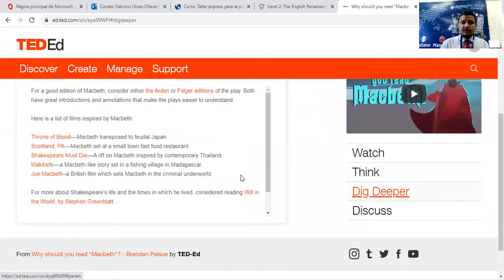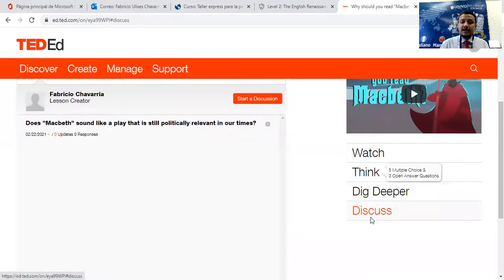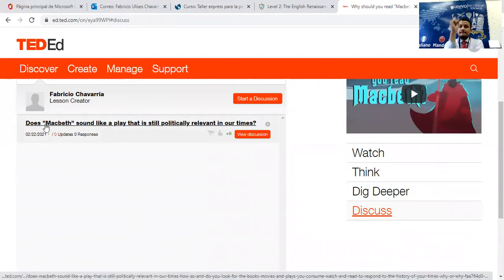Once you finish the section, if you want to know a little bit more about the particular topic, there is a complementary reading where you can find more information. For example, here's a list of films inspired by the play Macbeth, and the different plays here. And then in the discussion, some of the TED lessons have a discussion. Here it says, does Macbeth sound like a play that is still politically relevant in our times? Yes, no, and why?